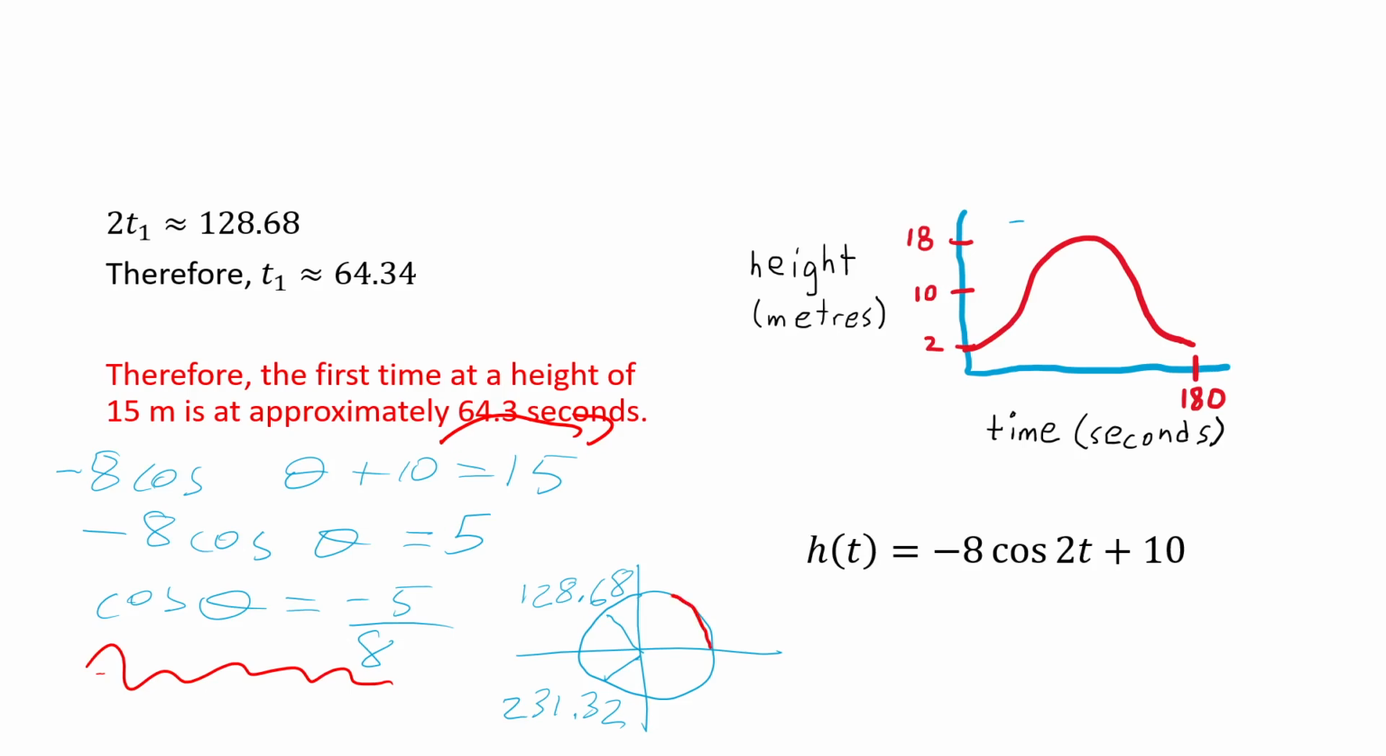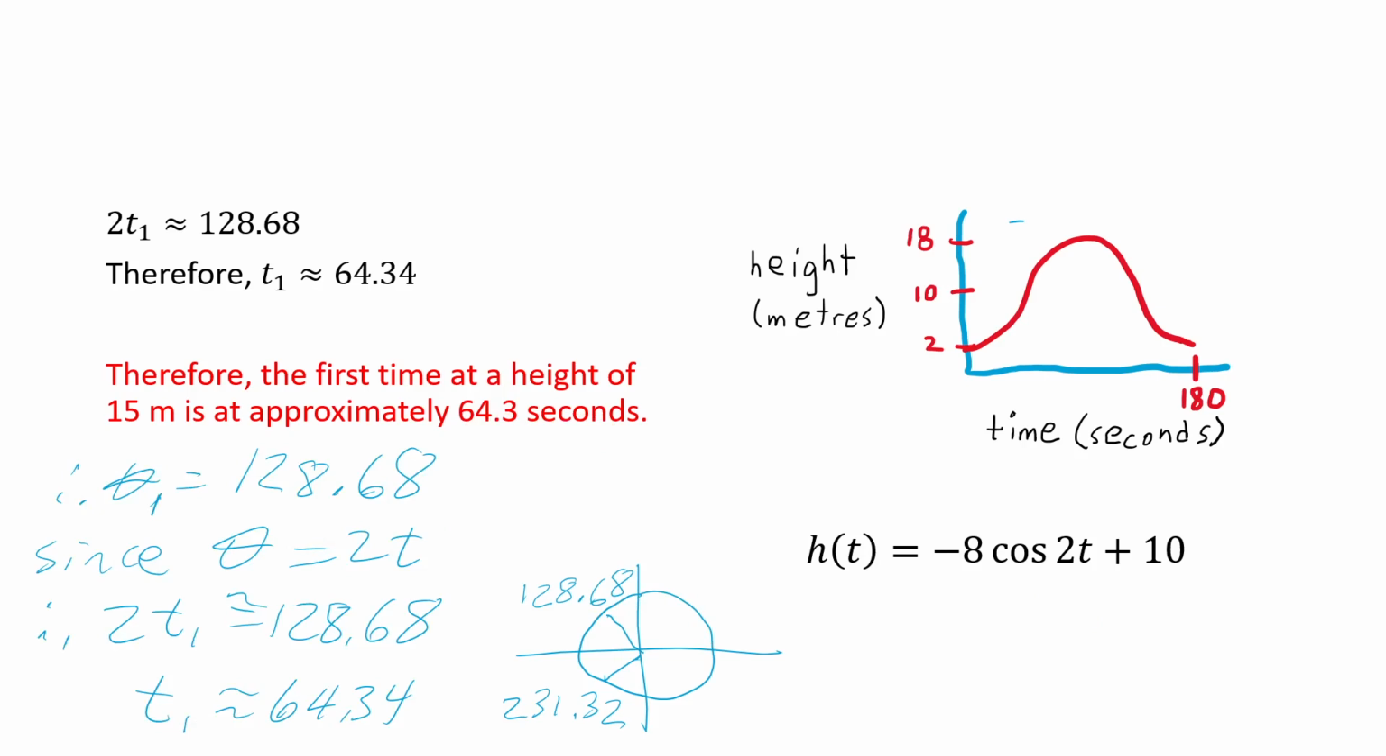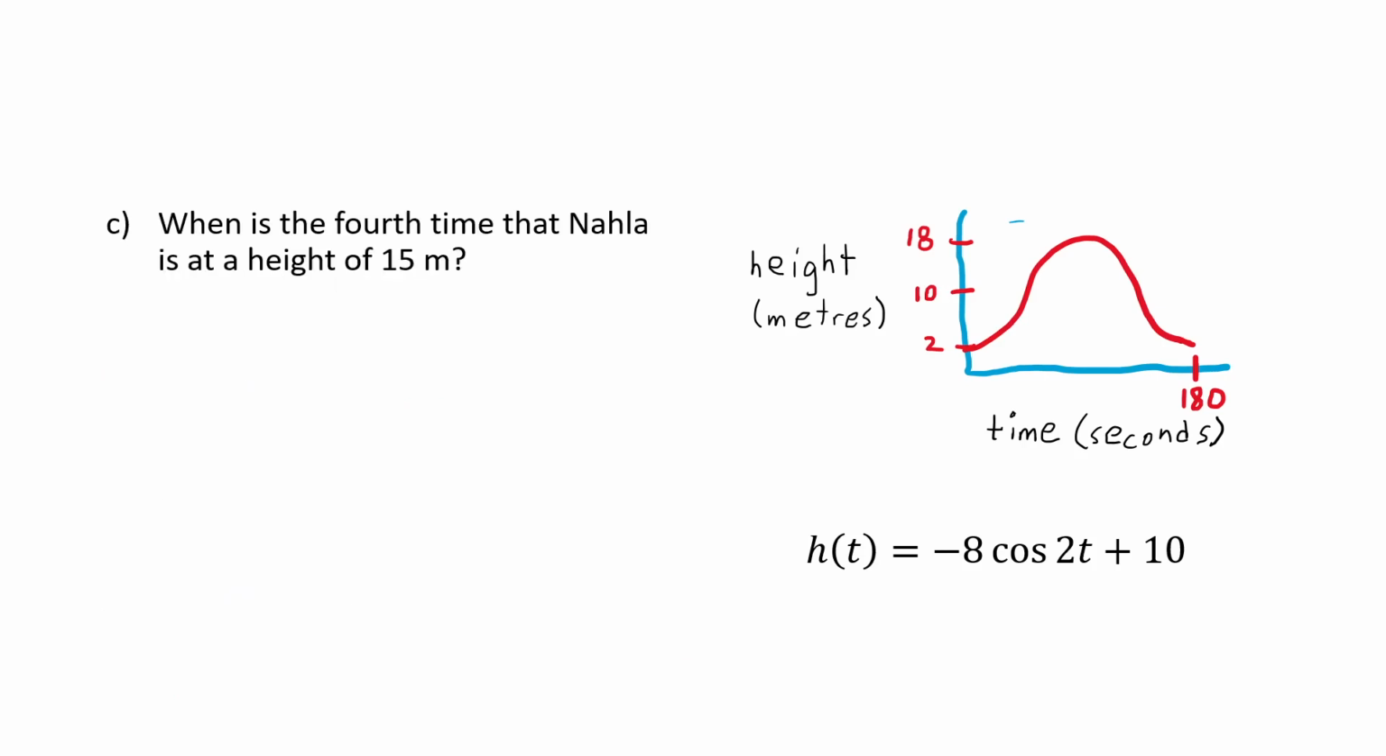Well, that to them is a little bit easier to figure out. They say theta 1, the first theta, is roughly 128.68 degrees. But then they say to themselves, hey, wait a second, what was theta? Theta was 2t. We said that a minute ago. So that means 2t1 is 128.68, meaning t1 is 64.34. So for some people, it's a little easier to go through that substitution step, but it's not necessary if you don't need it.